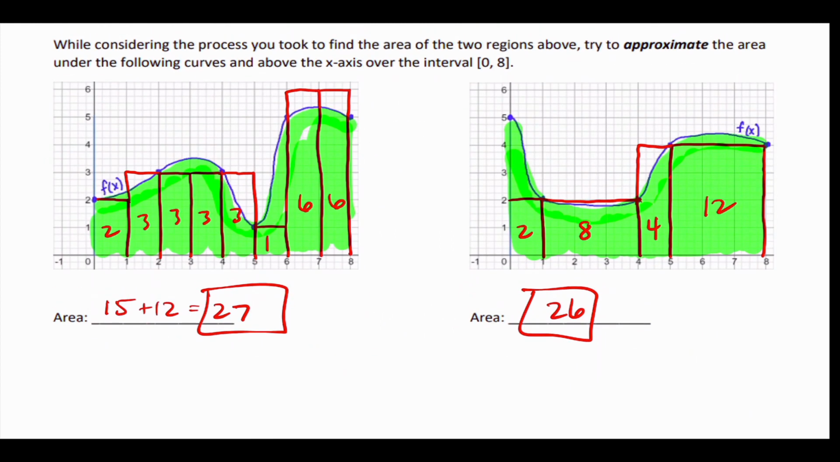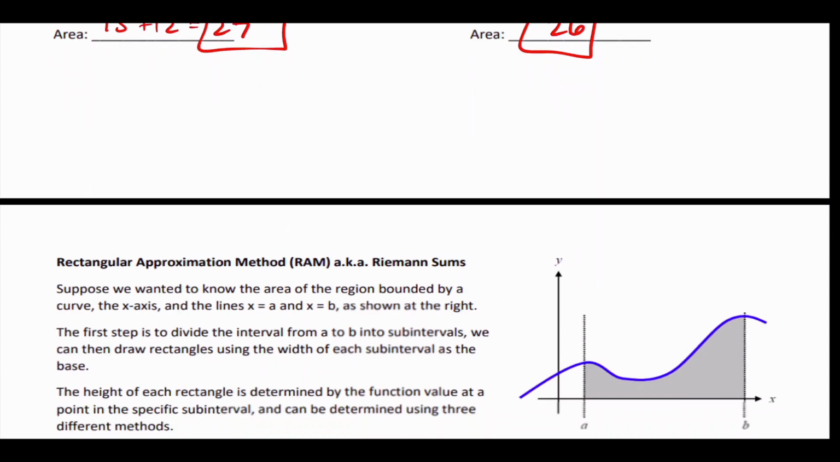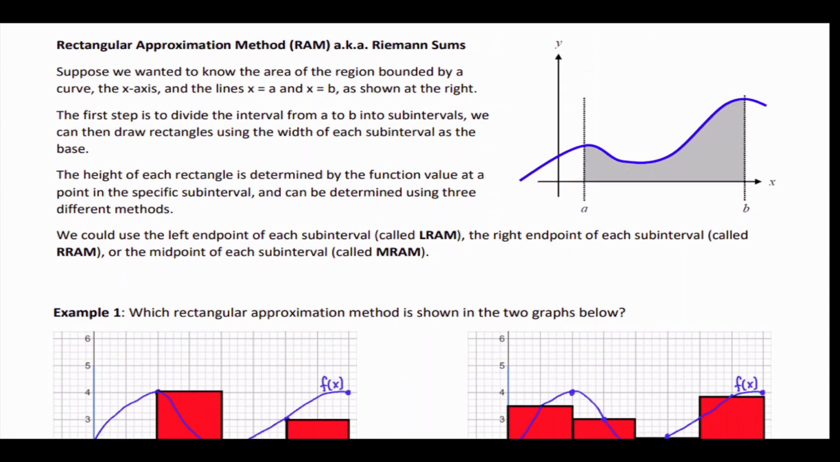Okay? I got around 27 for the first one, and I got around 26 for the second one. It's an approximation. This isn't the correct answer. This is just my approximation of using rectangles. That's what Riemann said. I can approximate it by using rectangles or trapezoids. Later we'll use trapezoids to find area under the curve. That's integrating. It's one of the more primitive ways of integrating. So here is rectangular approximation method, aka Riemann sums.